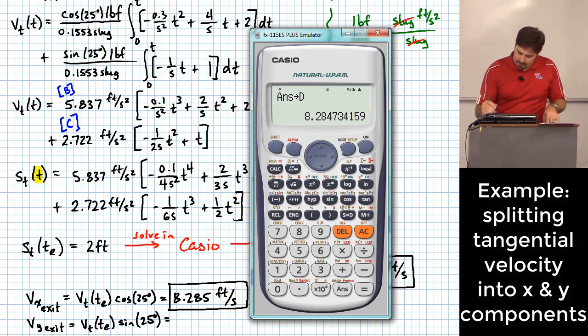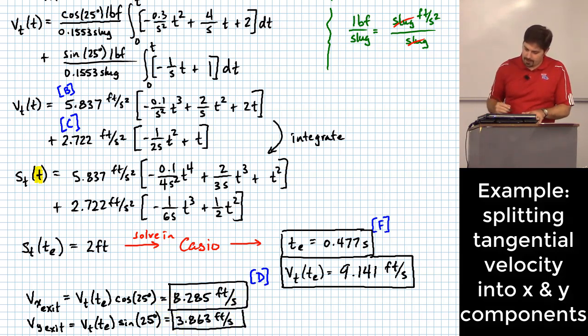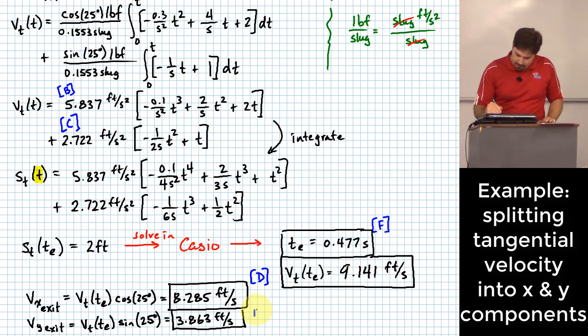All right, the next one is, I'm going to take what I had temporarily stored in M times the sine of 25 degrees. Okay, that gives me 3.863 foot per second. All right, and let me store that one into E.